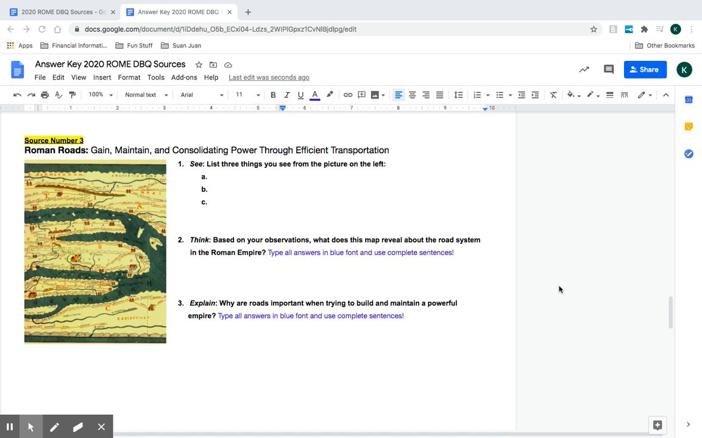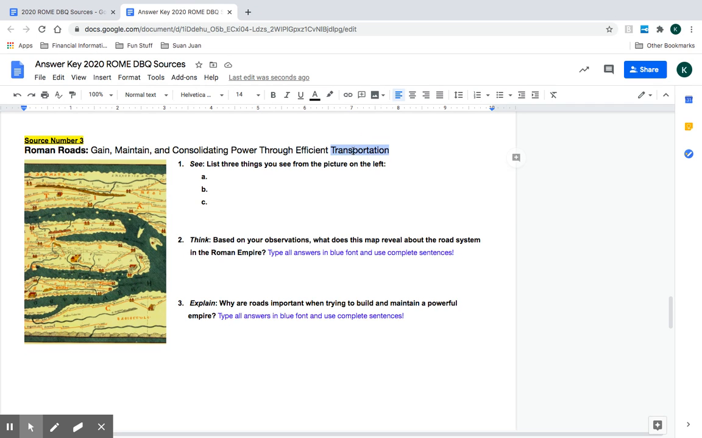So for source number 3, we are looking at how the Roman roads allowed Rome to gain, maintain, and consolidate their power through efficient transportation. So remember, gain, get. How are they getting their power? Maintain. How are they keeping their power? Consolidate. How are they taking power from others and making sure that it can't be taken back?